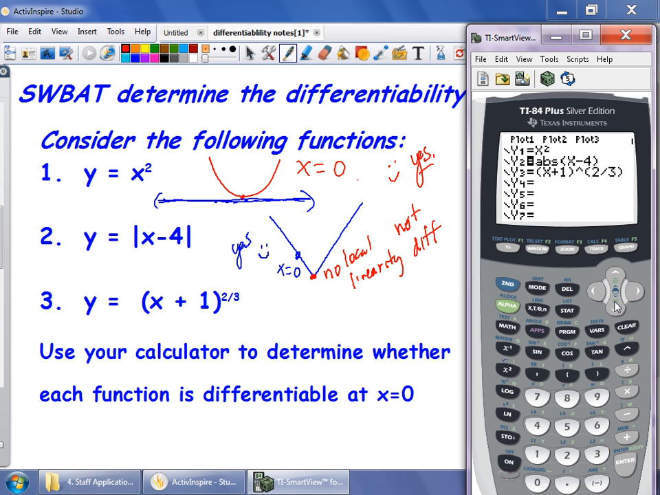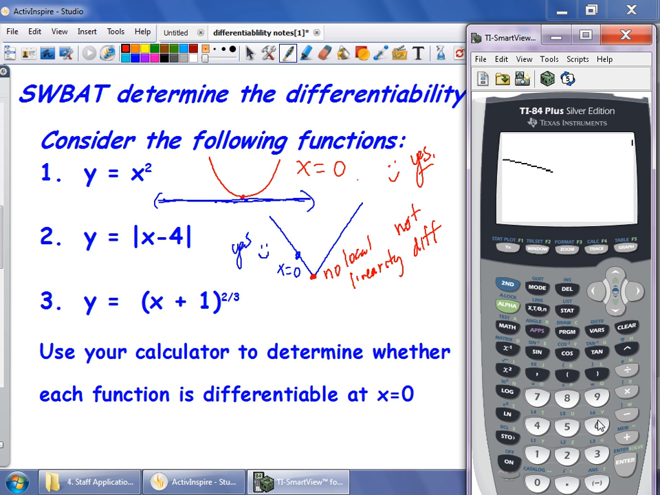All right, let's go to the third function, and let's turn off the absolute value and turn on the last function and go back to a standard viewing window of Zoom 6. And eventually the calculator hopefully will give us a graph. Let's go back. Maybe, oh, you know what? I didn't turn the function on. That's what's going on. All right, turn it on. Zoom 6. Let's try it now.